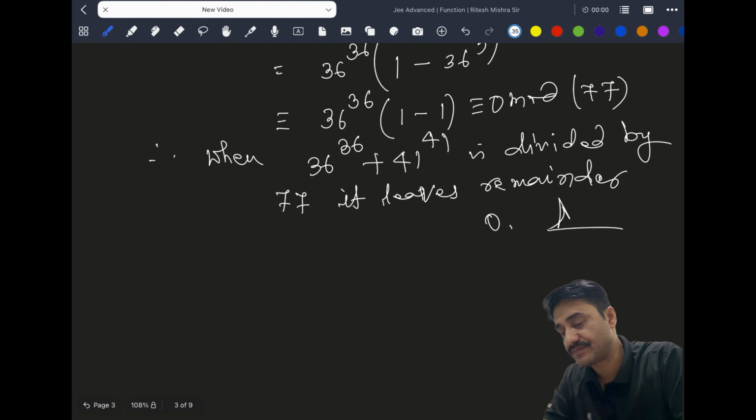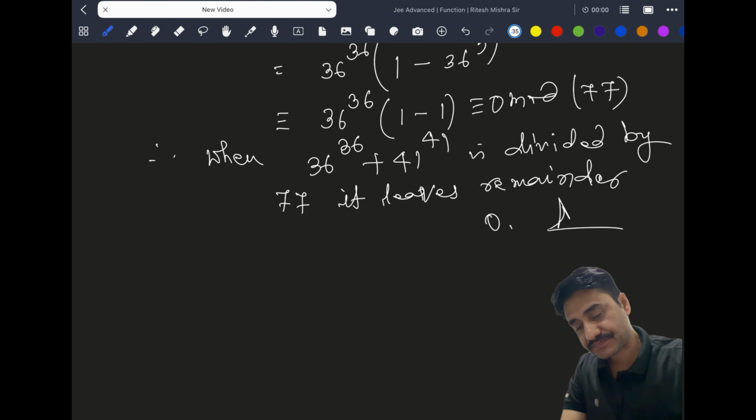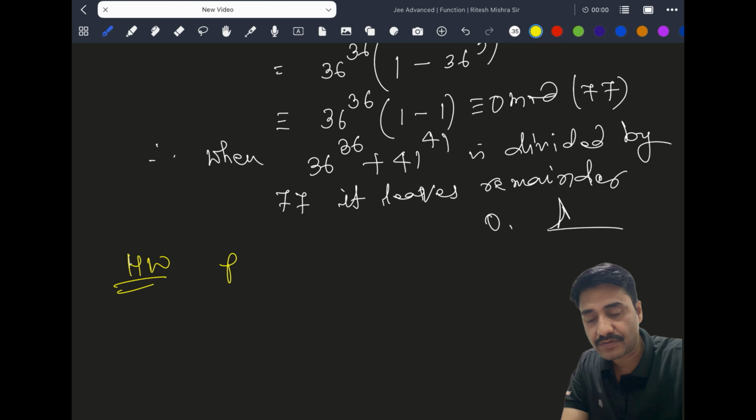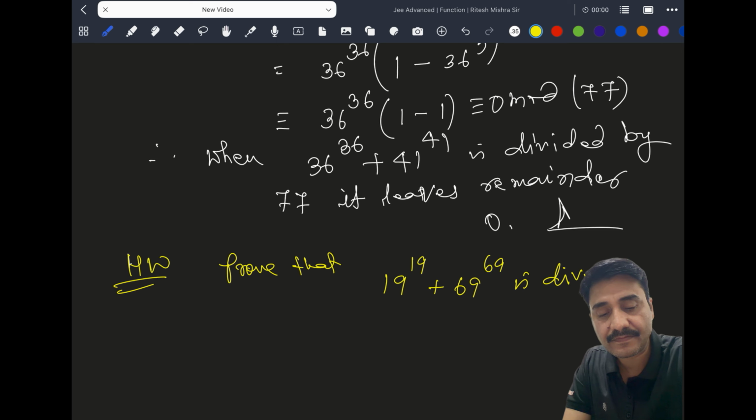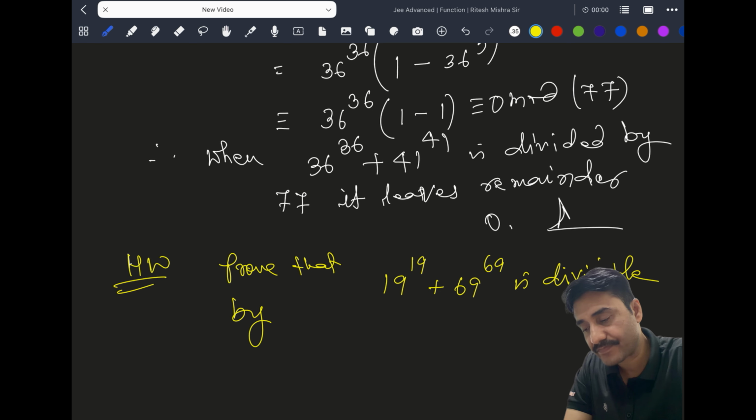Okay, now I am giving you one question for homework. Let's see this question. It is for your homework. Prove that 19 raised to 19 plus 69 raised to 69 is divisible by 44. This is for your homework.